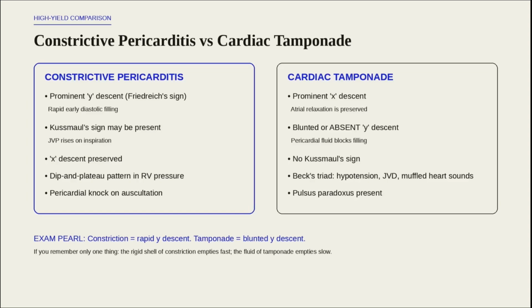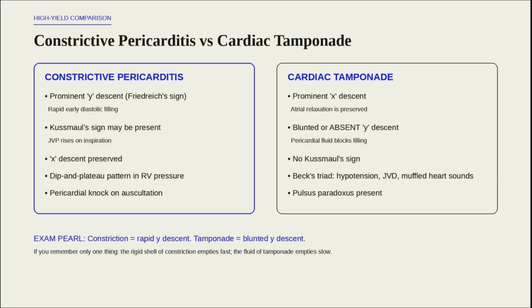In contrast, cardiac tamponade is all about impaired ventricular filling under pressure. The X descent remains prominent because atrial relaxation is preserved, but the Y descent is blunted or absent. The pericardial fluid prevents the ventricle from expanding to receive blood. This distinction is a perennial favorite in NEET PG and INICET.